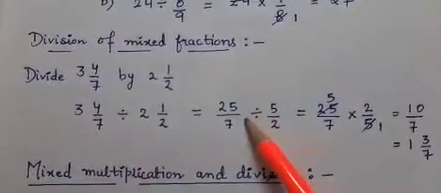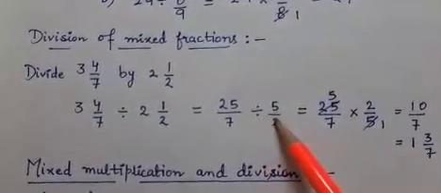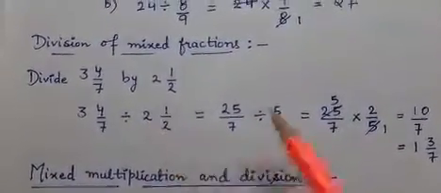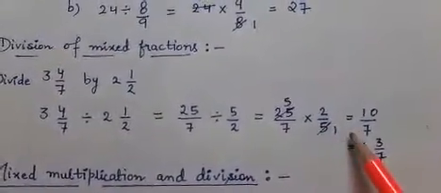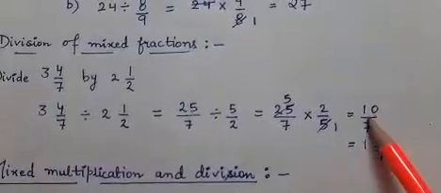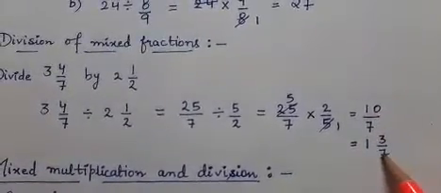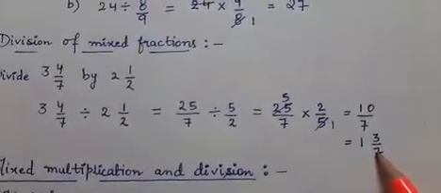Final answer is 25 upon 7 divided by 5 by 2. This becomes 5 by 2. And when I change into multiplication, I get the final answer as 10 upon 7. Now I can change it into a mixed fraction as we have learned previously.